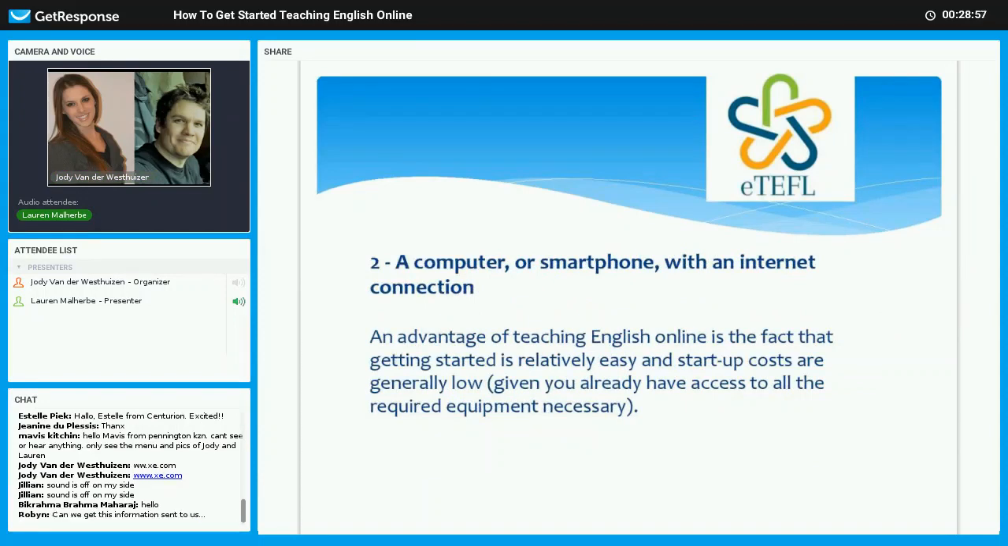The second thing you'll need is a computer or a smartphone with an internet connection. An advantage of teaching English online is that getting started is relatively easy. Startup costs are generally low, given you already have access to most, if not all, of the required equipment. Most people have a computer, a laptop or a smartphone, so there are ways for you to get started right away.